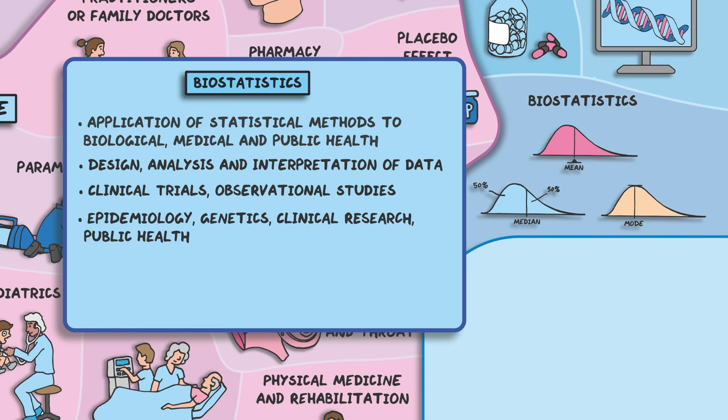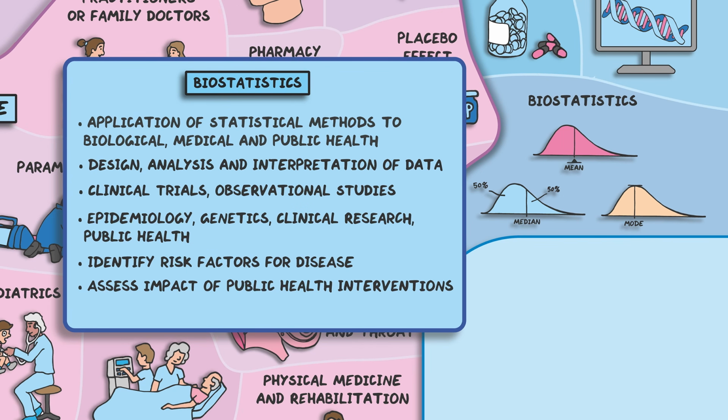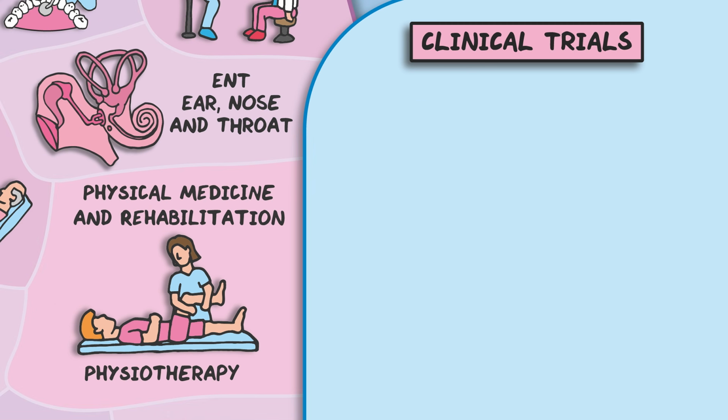The field of biostatistics has many applications, such as identifying risk factors for a disease, or assessing the impact of public health interventions, and developing predictive models to help with diagnosis and treatment of medical conditions. But arguably the most important application of biostatistics is evaluating the effectiveness of new medical treatments through clinical trials, essentially applying the principles of science to medicine. This is the only way we can move forwards with new treatments and be sure they actually work better than a placebo, as I mentioned. There are many different kinds of clinical trials, so let's look at them in this final section.